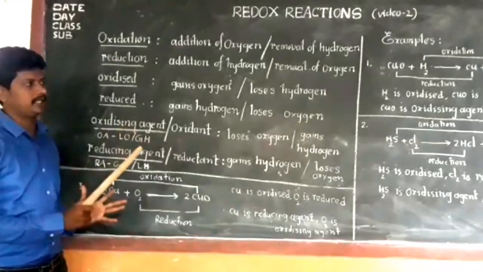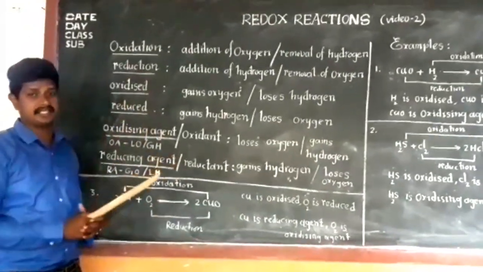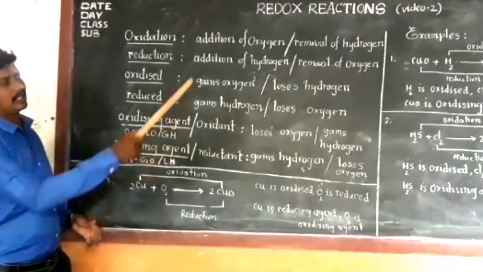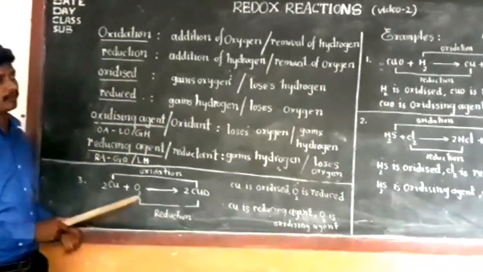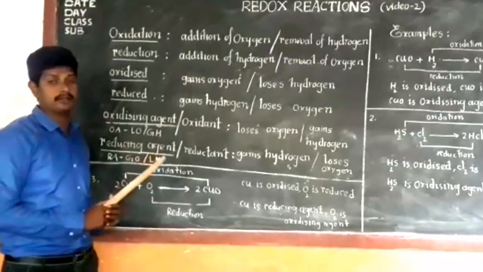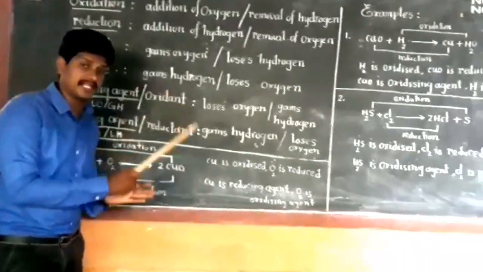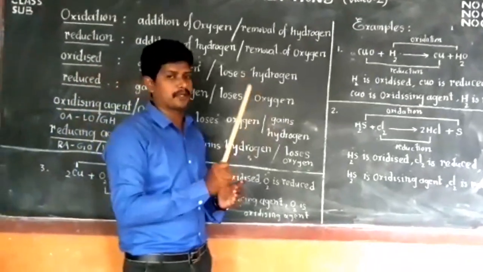Redox reactions are very important in your higher classes, maybe 10th class and intermediate. Please once again have a look at the mnemonics, very important mnemonics. And one important thing I want to tell you: on the reactant side only, reactants get oxidized or reduced, but not products.